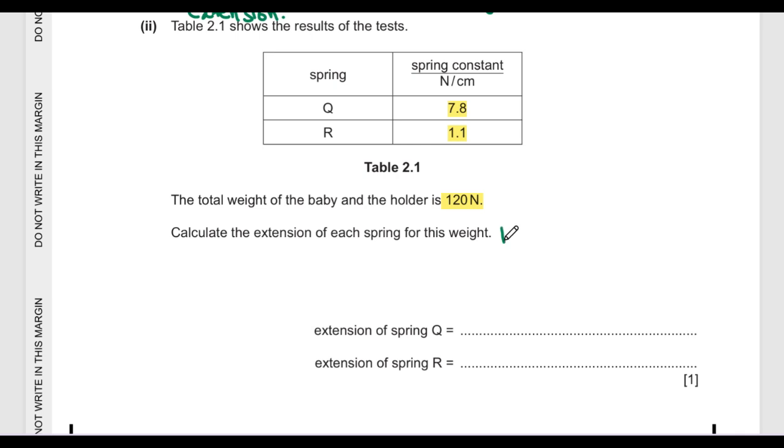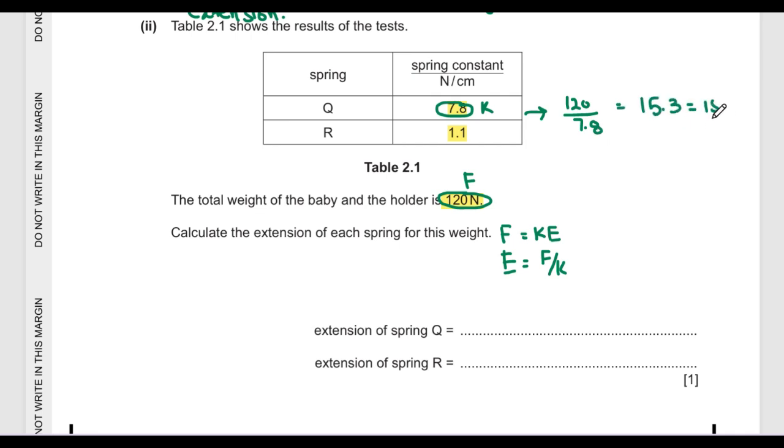We already know the formula that F is equal to k times extension. So if you want to calculate extension, it would be F over spring constant. So force is already 120 Newton and spring constant is also given, which is 7.8. So we'll just divide them both. So it would be 120 over 7.8, which will give you the answer of 15.3. When you round it off to two significant figures, it would be 15 only.